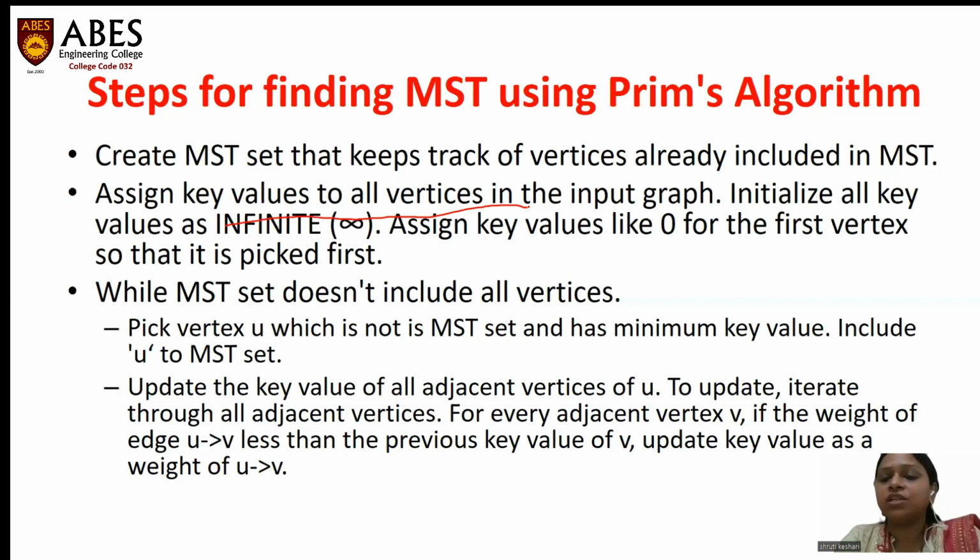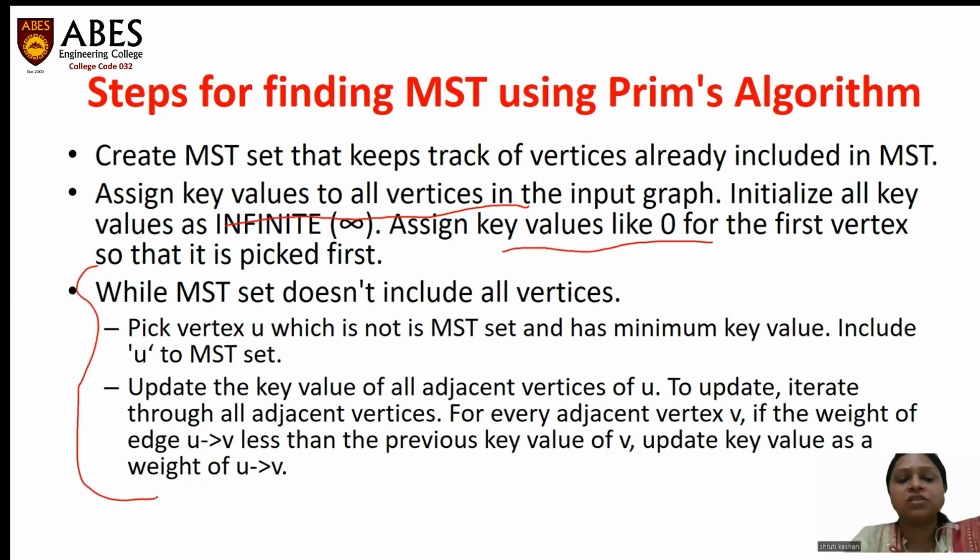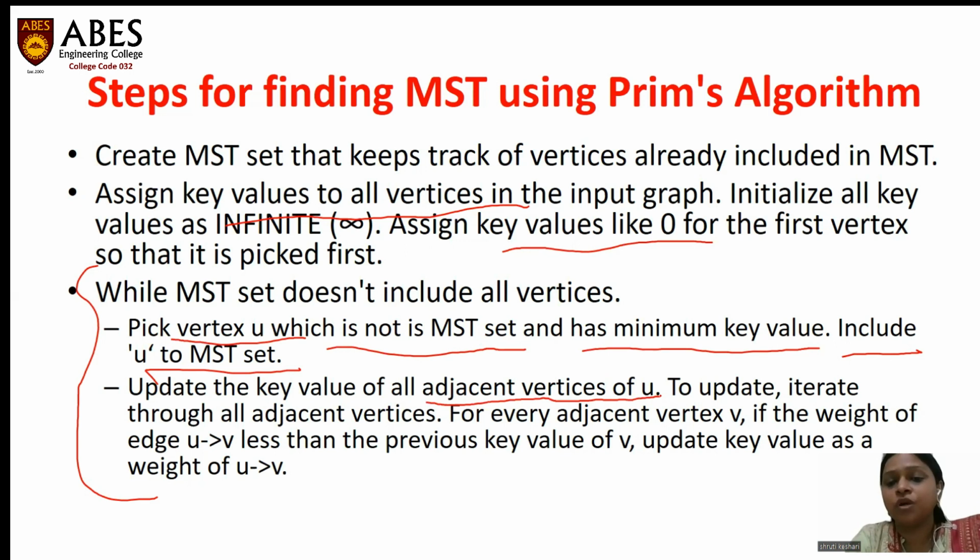After that, we need to consider which one is the first vertex. And then we will reinitialize the key value of the first vertex as 0. After initializing all these things, we need to perform this loop for each and every vertex until that vertex is included in the MST set. Now pick vertex U, which is not in the MST set and has the minimum key value. Include this U in the MST set, and after including it, you need to check all the adjacent vertices of U. If that adjacent vertex is not part of your MST set and the edge weight is less than its key value, then update the key value.